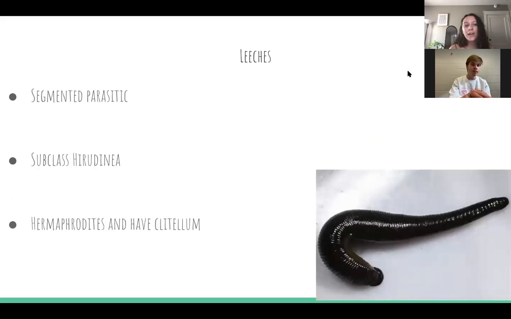Okay, and then we have leeches, which are segmented parasites. The subclass is Hirudinea, and they are hermaphrodites and have a clitellum. Leeches, unlike the other groups, are parasites, meaning they feed off of other living organisms, and hermaphrodites are just like terrestrial worms.